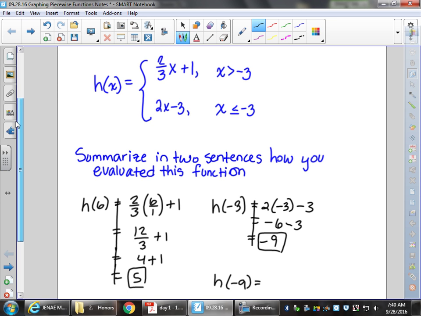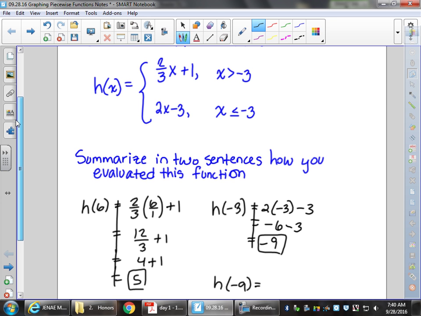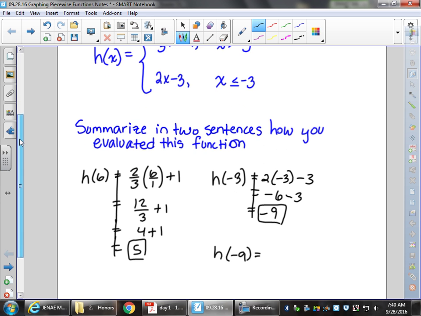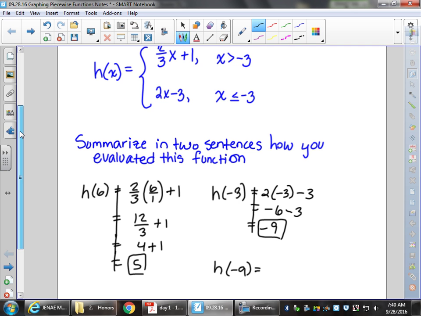Who thinks first one? Who thinks second one? I think my vote goes with the second. Why are we saying that? Olivia? He has a number line, -9 is less than -3. Very good. -9 is more negative than -3, so in our inequalities, this is the only statement where -9 would be true. -9 is less than or equal to -3, so we will use our second function. So that'll be 2 times -9 minus 3, which would be -18 minus 3, -21.